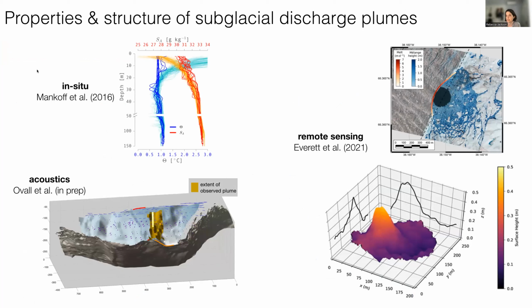This has involved studies like Ken Mankoff's here, where he's got in situ measurements of the plume properties right at the glacier. This example over here from Alistair Everett, using some neat remote sensing observations, looking at the signature of the plume at the surface and actually being able to measure the bulge or the surface elevation from the momentum when the plume hits the surface and back out other properties of the plume subsurface. This is an example of some ongoing work by Bridget Oval, a student working with me, who's using acoustics from ADCPs to map out the spatial extent of these discharge plumes as they rise along the ice face, along with multi-beam sonar shown in the background here.